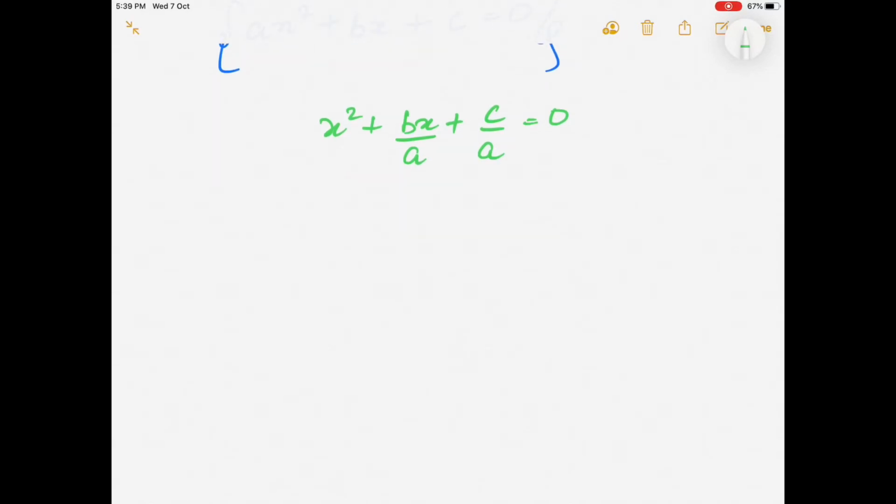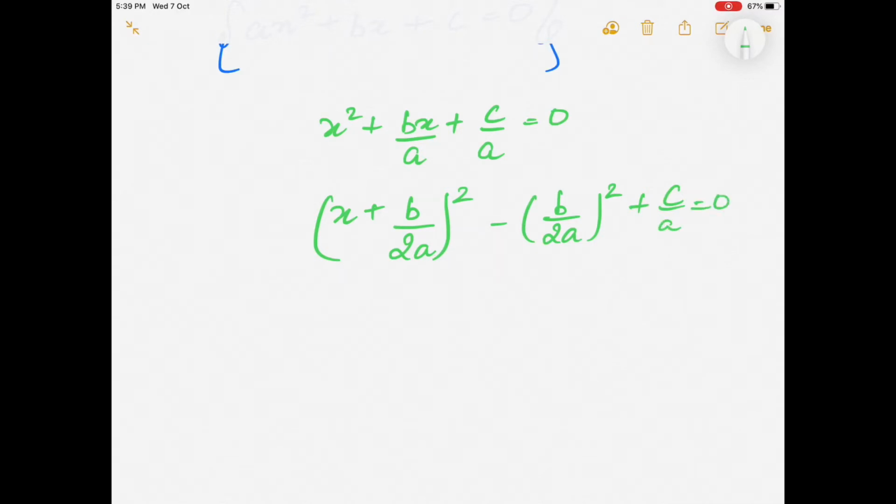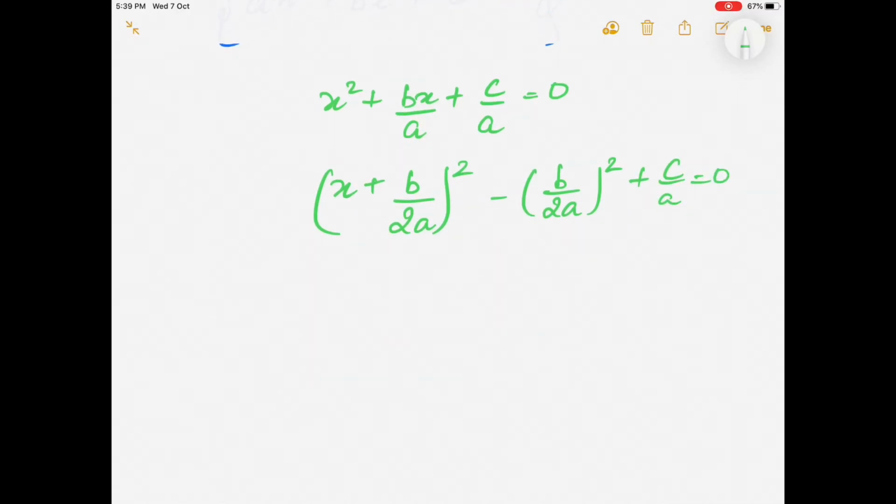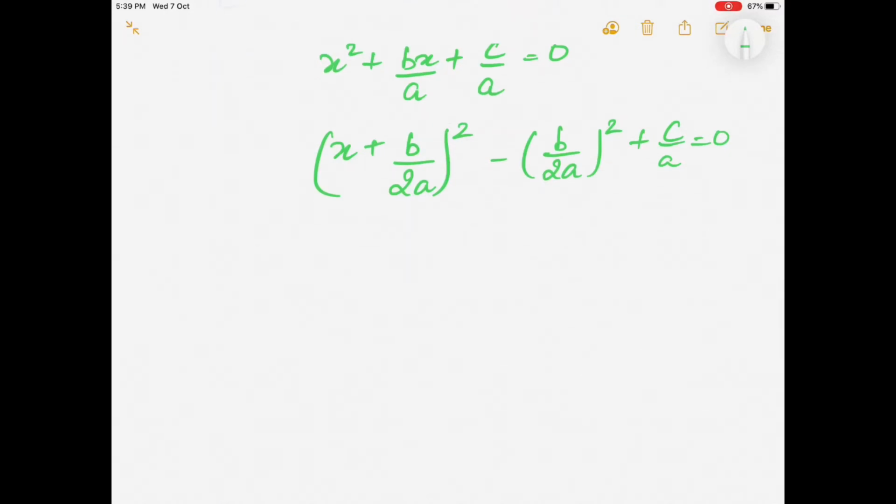Now the main term will be x plus b by 2a whole square minus b by 2a whole square plus c by a is equal to 0. We got this with the help of the completing the square method, so you can check out my last video to know how to use that method to get to this step. Here the identity will be a plus b whole square. In that method we form an identity so that we can take the square roots.